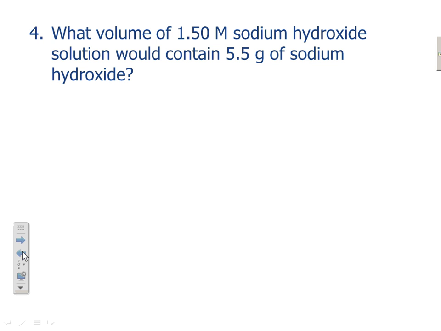So here you'll notice that we've got all kinds of information. We've got a capital M, a molarity. We're wanting a volume. We've got a mass. So we've got all kinds of information, and we're going to need both of our equations. It doesn't hurt to write them both out. Molarity is moles per liter, and molar mass is grams per mole.